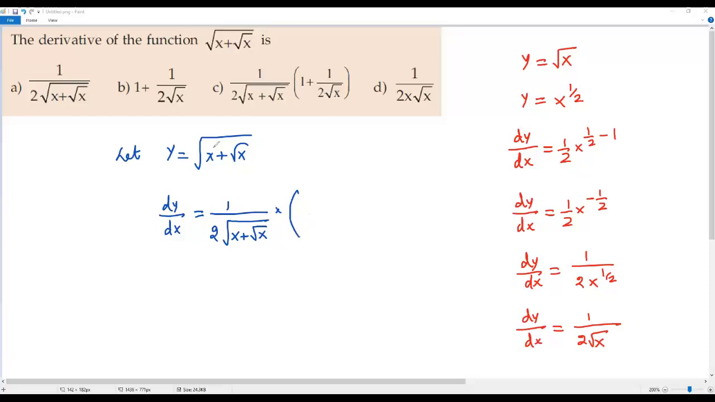Now let's find the derivative of this stuff. The derivative of x with respect to x is 1, and the derivative of square root of x is 1 over 2 times square root of x, which we have already discussed. Now I have the derivative of the given square root function. So the answer is 1 over 2 times square root of x plus square root of x, times 1 plus 1 over 2 times square root of x. So the correct answer choice for this question is option C.